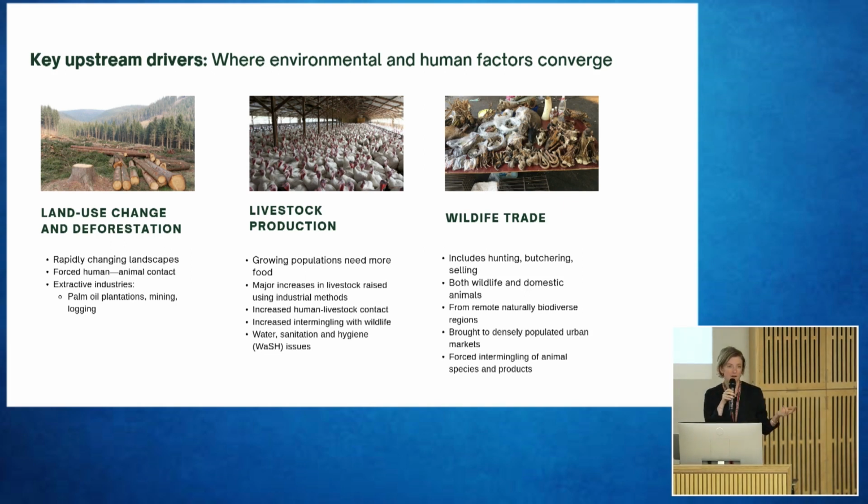But the three most well characterized risk pathways that are repeated over and over again in the literature as implicated in disease emergence are land use change, livestock production, and wildlife trade. And these are global phenomena, and they function in different ways to create circumstances under which diseases can emerge, but they do have some things in common.